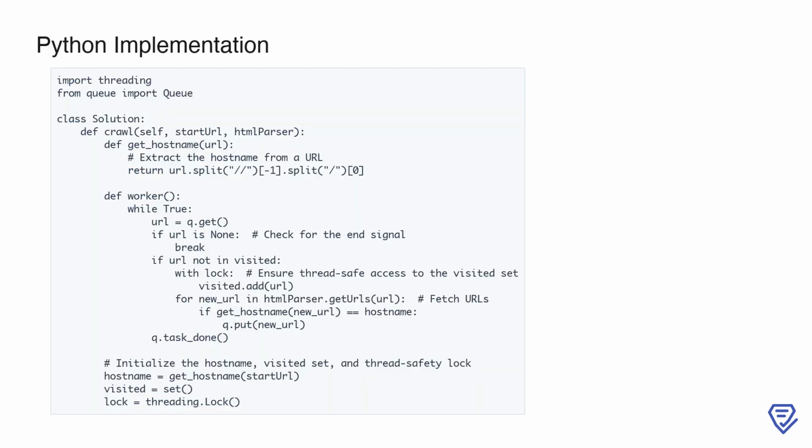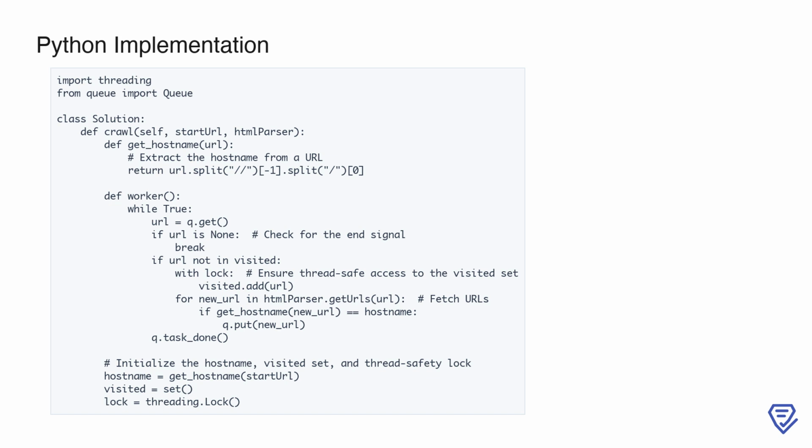Here, we begin by importing the necessary modules, threading for managing multiple threads and queue to handle the URL queue. Inside the solution class, the crawl method is defined to perform the web crawling. First, we have a helper function get_hostname that extracts the hostname from a given URL. This is essential for ensuring that we only crawl URLs within the same domain as the starting URL.